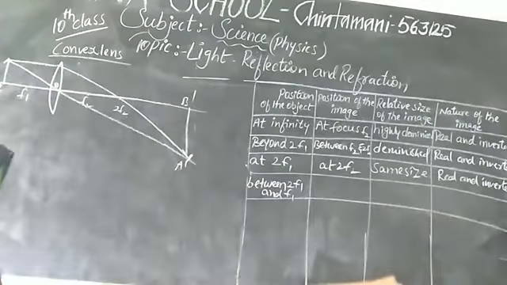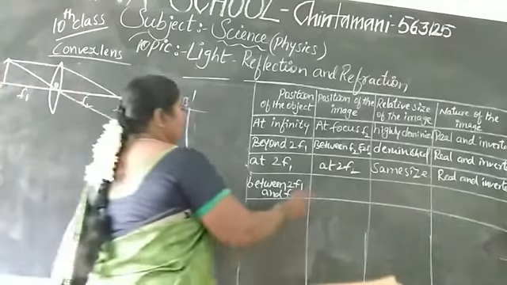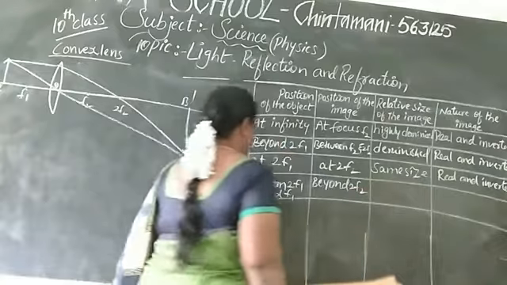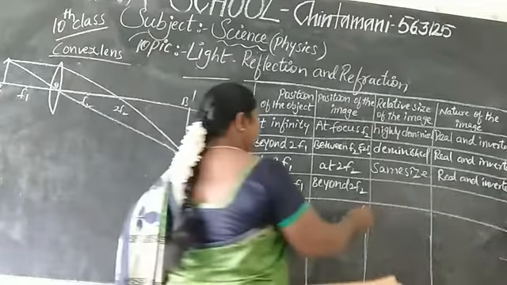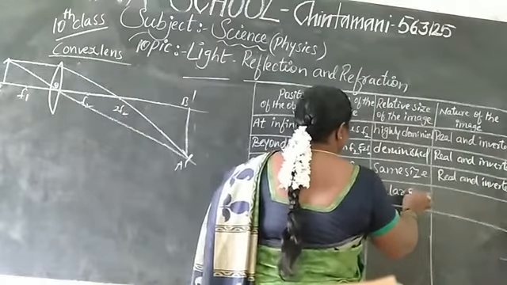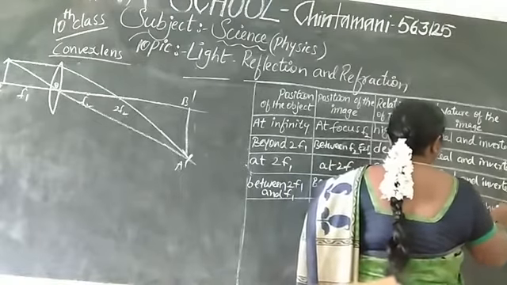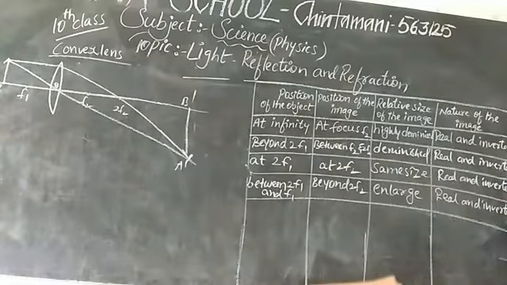Where has it met, children? It has come after the 2F2, so that is beyond 2F2. How is the size? See, the object is this much, but the image is very big in size. So it is enlarged in size, and the nature is real and inverted.